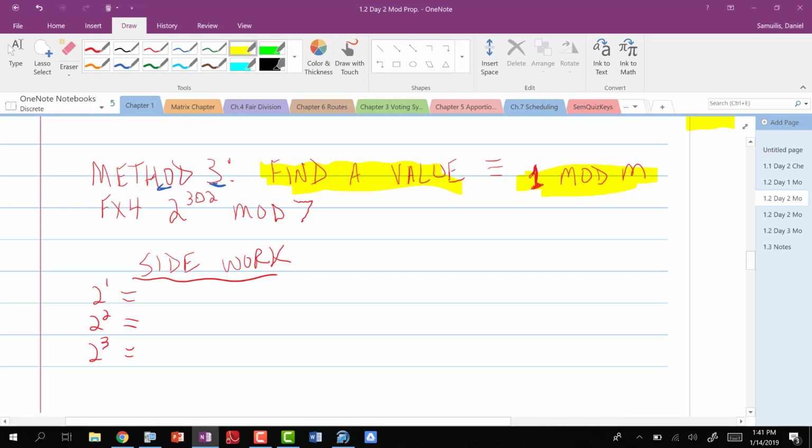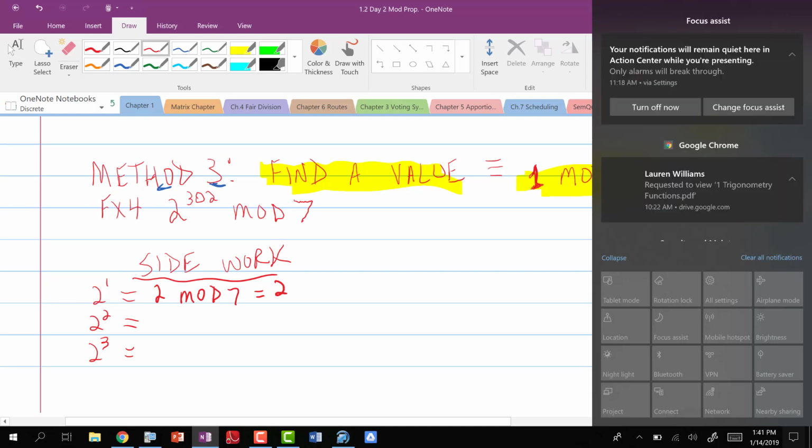So here's some side work. Here's 2 to the first. Now let's analyze: what's 2 mod 7? What's the answer for that? It's just 2. The remainder is 2 when 7 goes into 2.